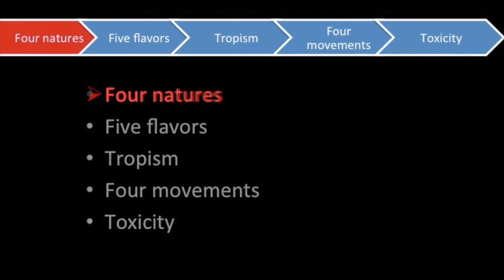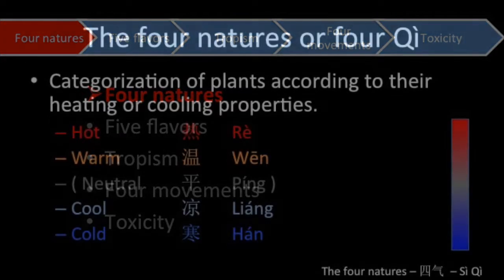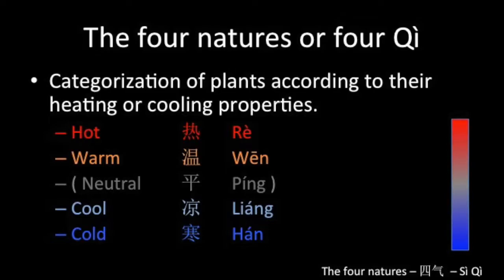The first characteristic we consider is their nature or temperature. In Chinese, the 4 natures are called Si Qi. Qi, which is often translated as energy, is a word with multiple interpretations according to context, and in this case it is related to the ability to heat or cool. The 4 basic properties are hot, warm, cool, and cold. But as you can see from this list, there's also an additional property of neutral.